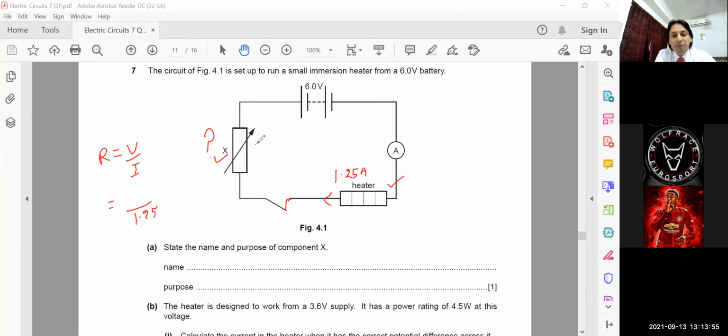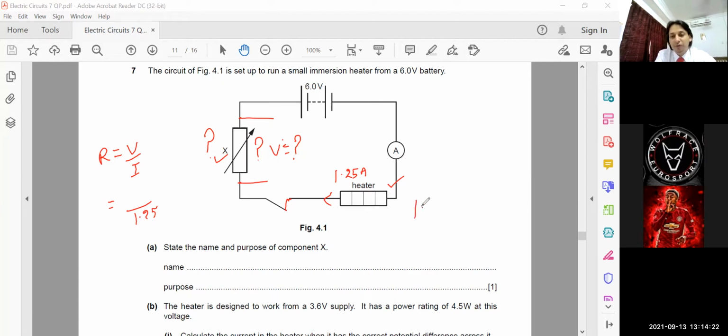Now, here students make a mistake. What is V here? Yes, Anirudh. Sir, is it supposed to be 6 volts? No, no, no. How will it be 6 volt? Are X and the heater in parallel? No, they are in series combination.